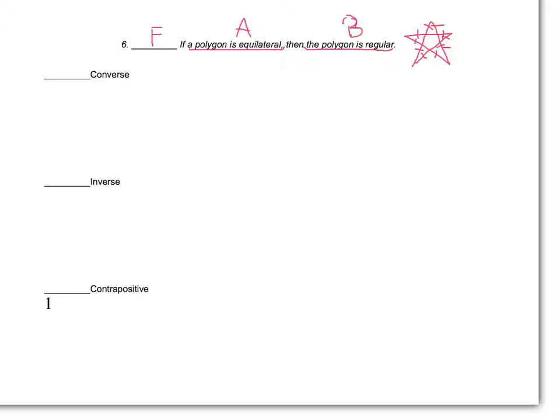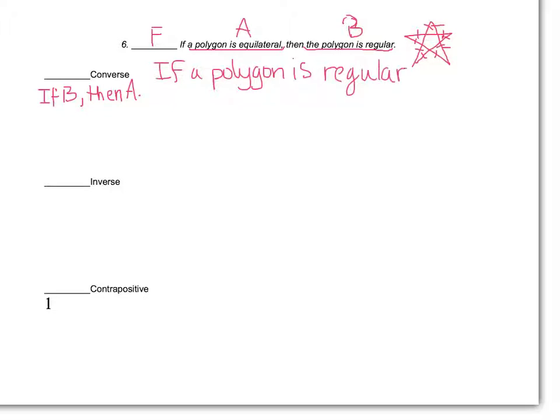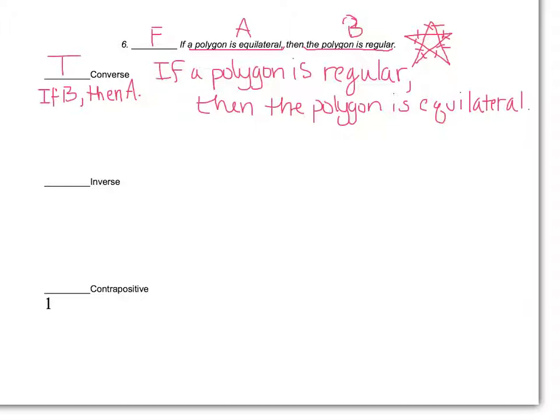So my converse is if B, then A. So we're going to say if a polygon is regular, then the polygon is equilateral. And if we think about it, that's true, because in order to be regular, it has to be both equilateral and equiangular. So that's definitely true.